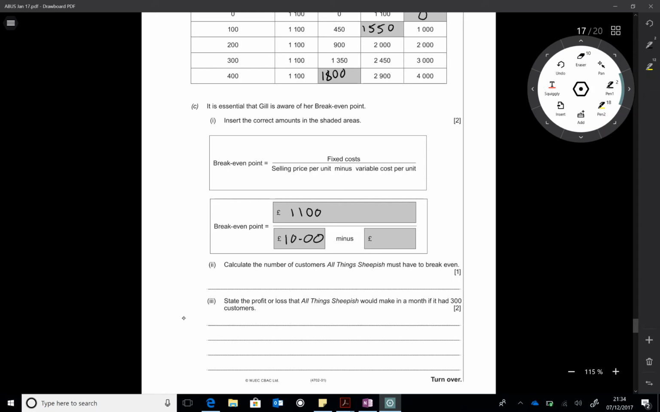And then we need our variable costs, and we know our variable costs are £4.50. We do £10 minus £4.50, and then we use the equation to calculate, and you should come up with 200. Always remember to put whatever units you are discussing. In this one, it's customers.